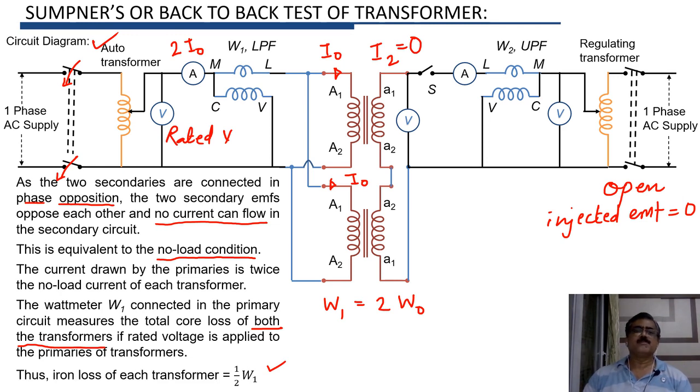Means from the primary side wattmeter, you will get the core loss taking place in transformer 1 plus the core loss which is taking place in transformer 2. As the two transformers are identical, the core loss in both transformers will be equal, and therefore W1 is 2 times W0.